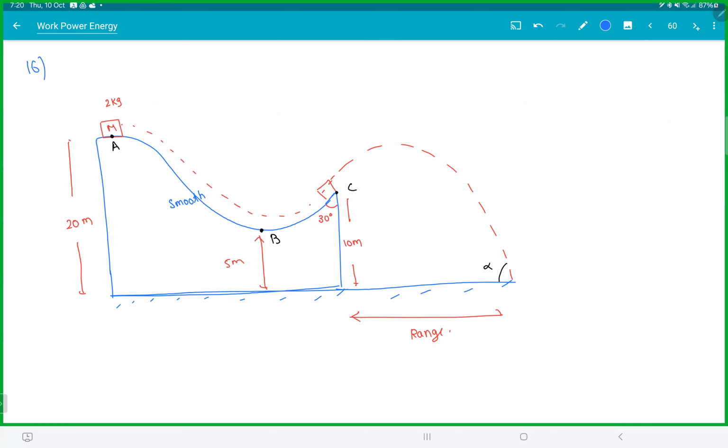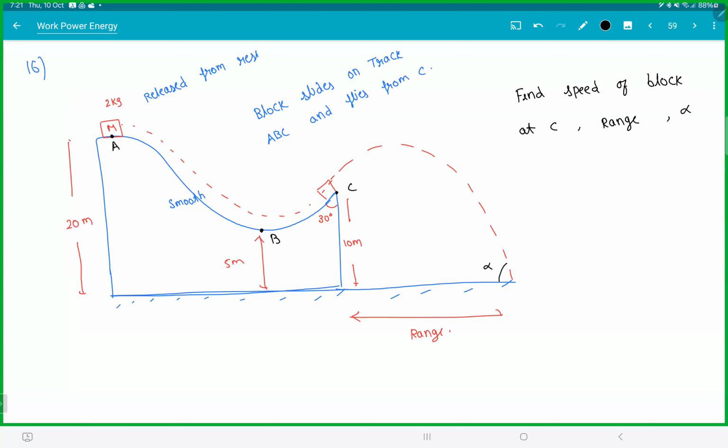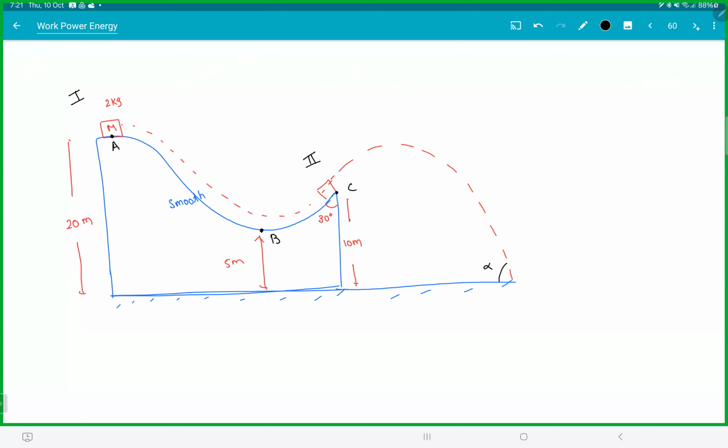So step 1, choose your system. That is the block M. Define your initial and final state. So I'm talking about A and C first. This is my state 1. This is my state 2. What about B? I don't care about B, right? You want the speed at C. So why do I care about B? So B is actually useless in this question. That is just given there.